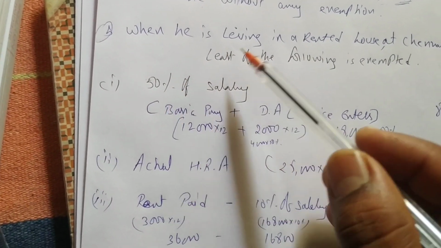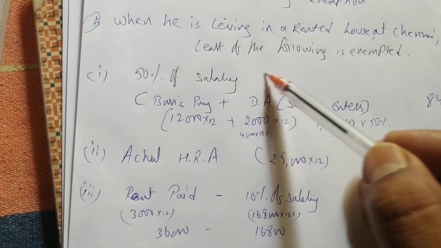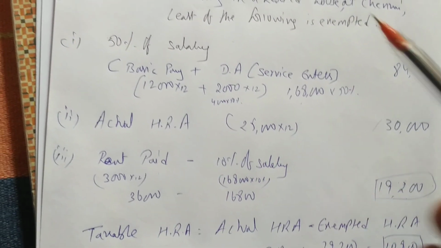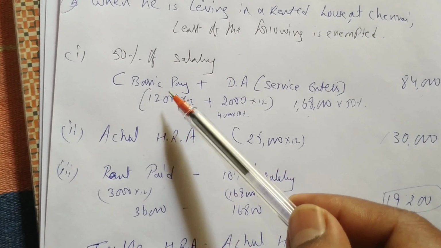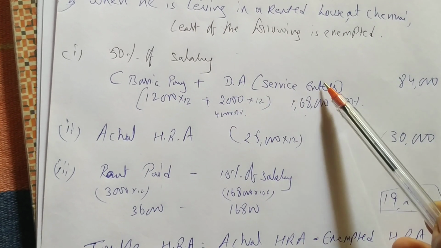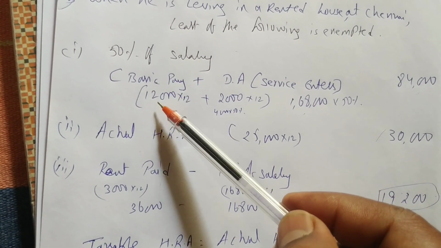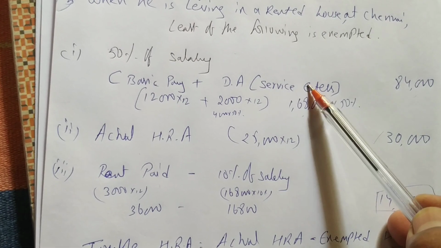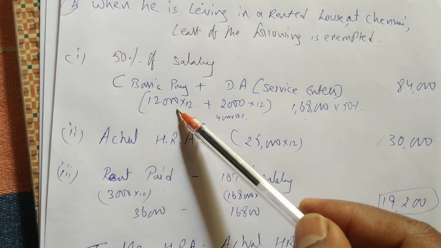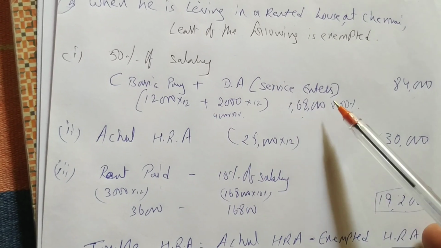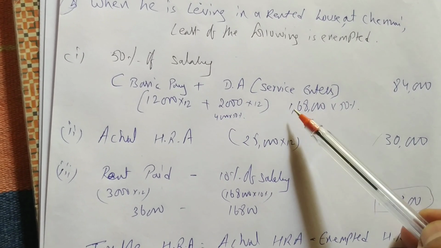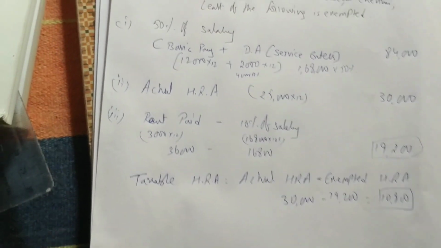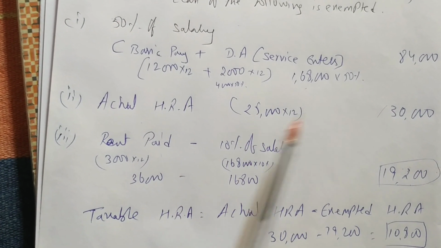What we have done: the assessee is living in a rented house at Chennai. Least of the three is exempt. So first we take 50% of salary, actual HRA, rent paid minus 10% of salary. For 50% of salary, again you have to find out the salary definition. The question says basic pay plus DA that enters into service benefits. Basic pay is 12,000 per month and DA is 4,000. Only 50% of that enters into service, so 12,000 plus 2,000 is 14,000 into 12 gives 1,68,000 as salary. Then we take 50% of salary, 84,000. HRA we take 25,000 into 12, that is 30,000.